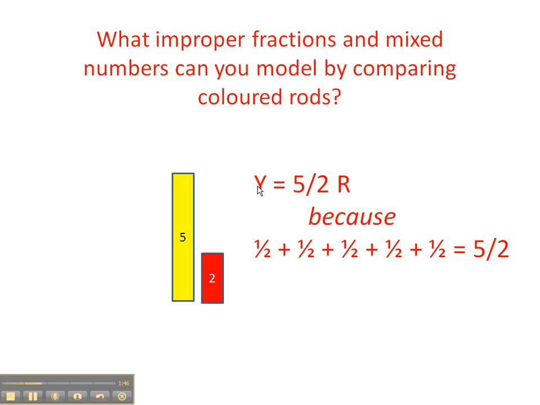Now, y also equals 5 over 2 red. Yellow equals 5 over 2 red, because you can add half plus half plus half plus half plus half, and that gives you 5 over 2. So by half, she means the ones. So the ones here, 1 plus 1 plus 1 plus 1, that's 5 of them, but a whole one is a 2, so 5 over 2.